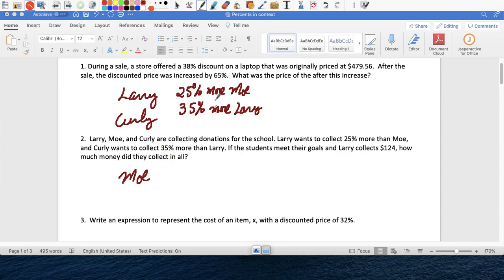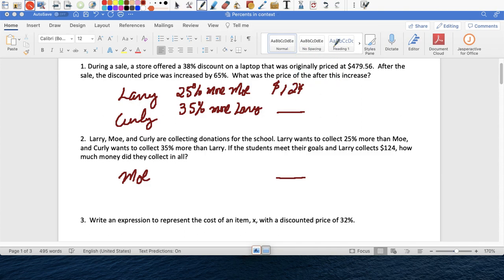Larry wants to collect 25% more than Mo. Curly wants to collect 35% more than Larry. If the students met their goals and Larry collects $124, how much did they collect in all? So we know that after Larry collected 25% more than Mo, he had $124. We're missing a value here and a value here to figure out how much they collected in all.